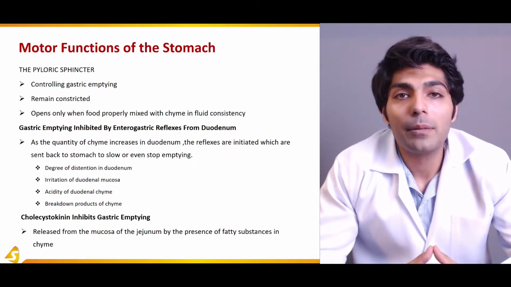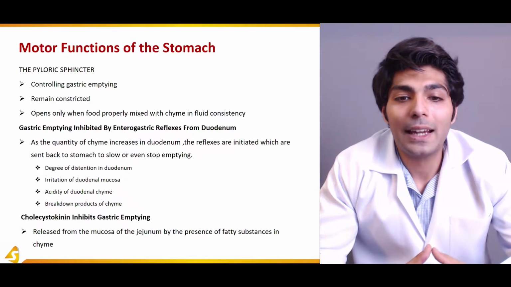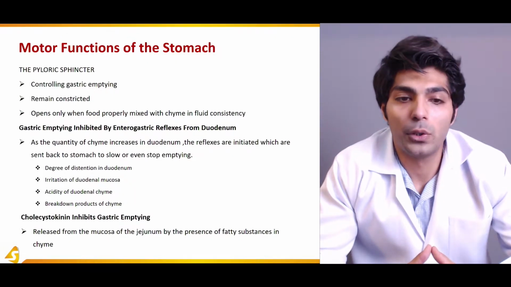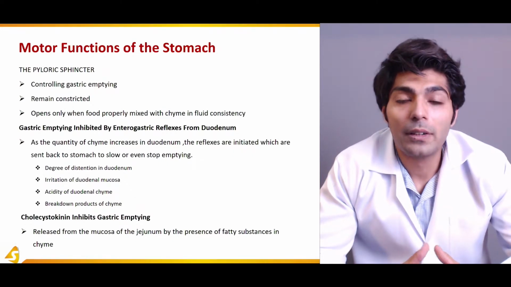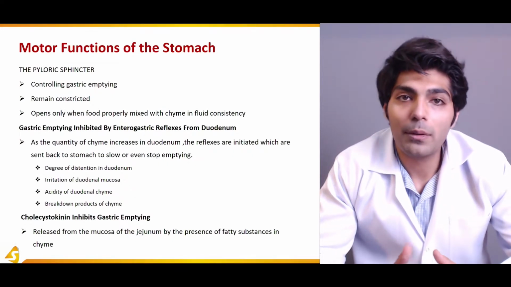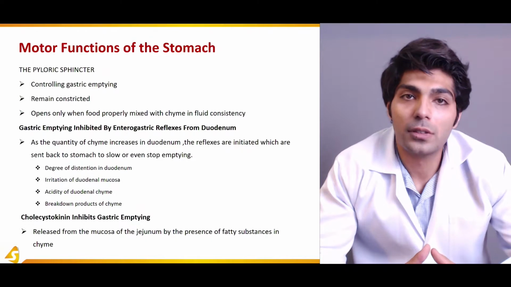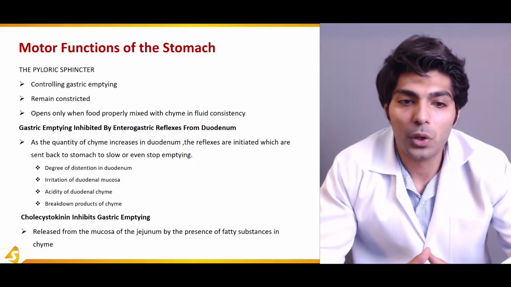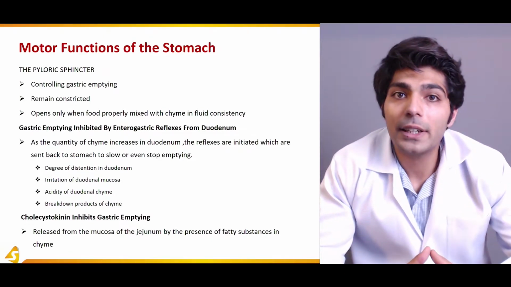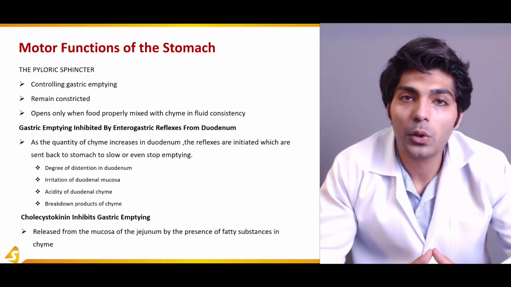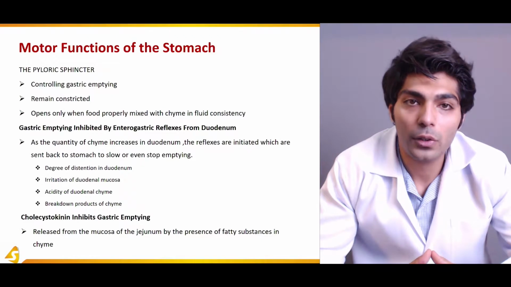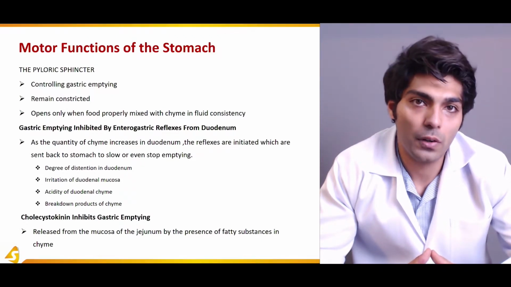Gastric emptying is inhibited by the enterogastric reflexes from the duodenum. As the quantity of chyme increases in the duodenum, reflexes are initiated to send a message back to the stomach to slow down the emptying process. It depends on the degree of distension in the duodenum, the irritation in the duodenal mucosa, the acidity of the duodenal chyme, and the breakdown products of the chyme.